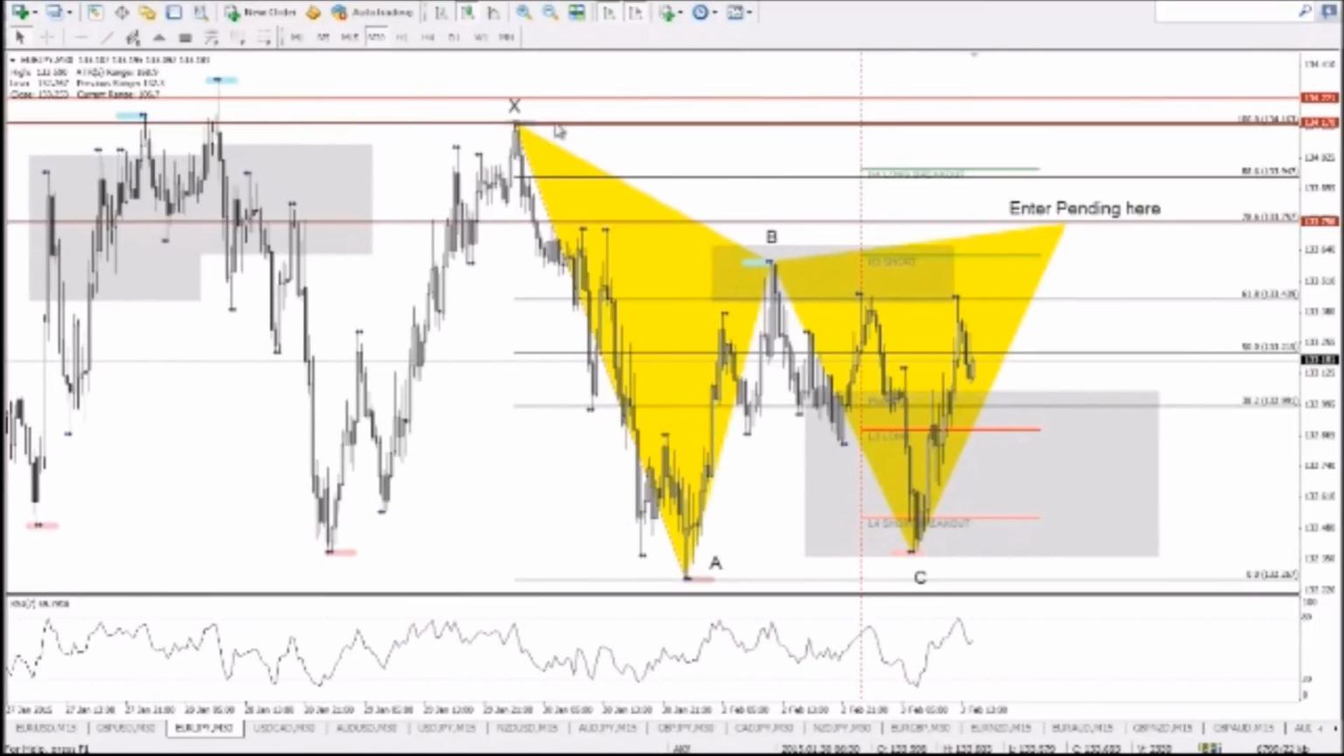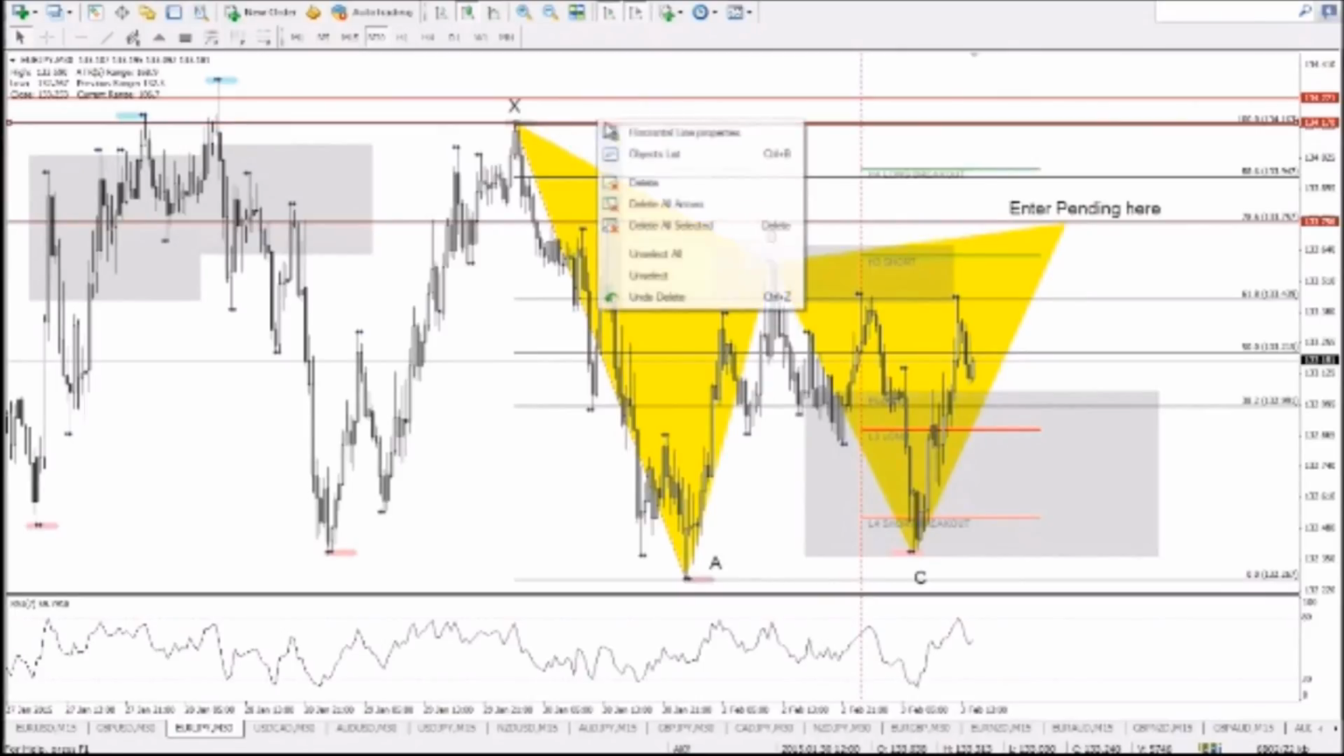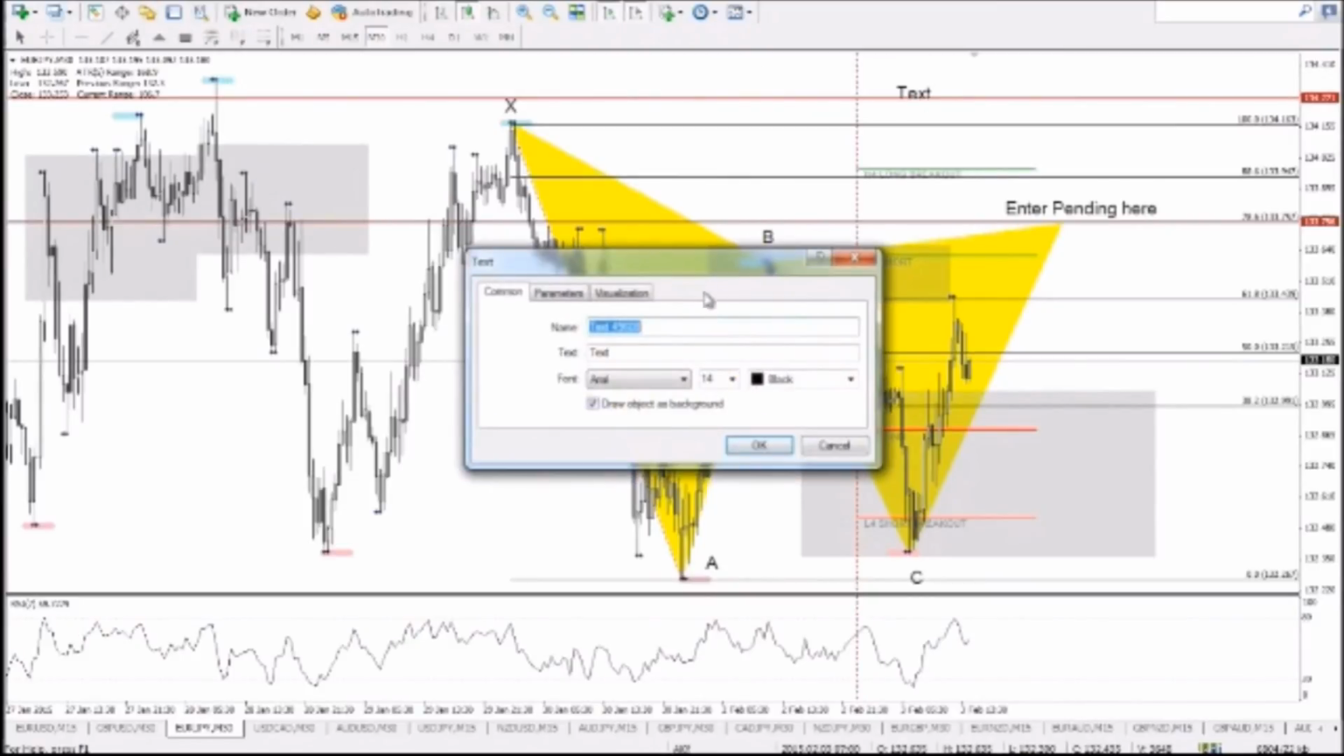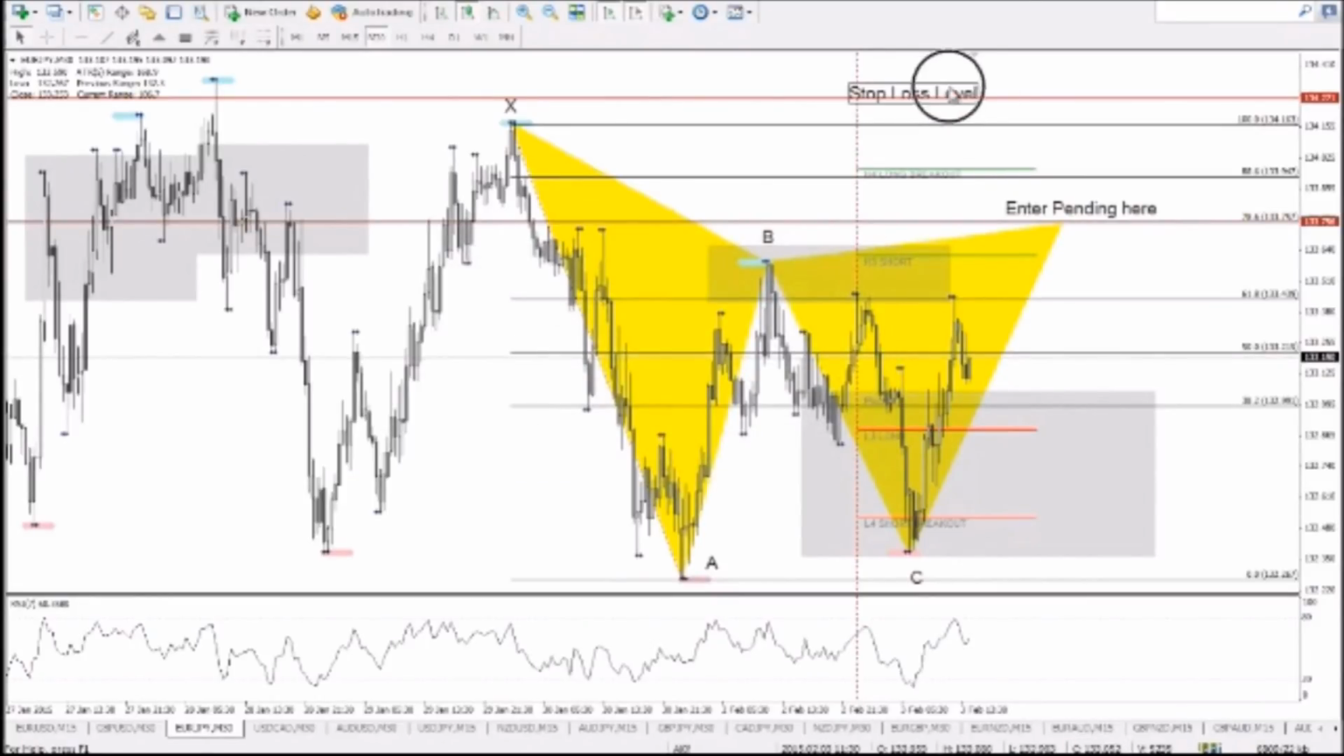So then I'll delete this. Alright, and basically this will be your stop loss level. Alright, clear so far? Okay, once we have our entry point and our stop loss decided, we need to decide where we are going to take profit.